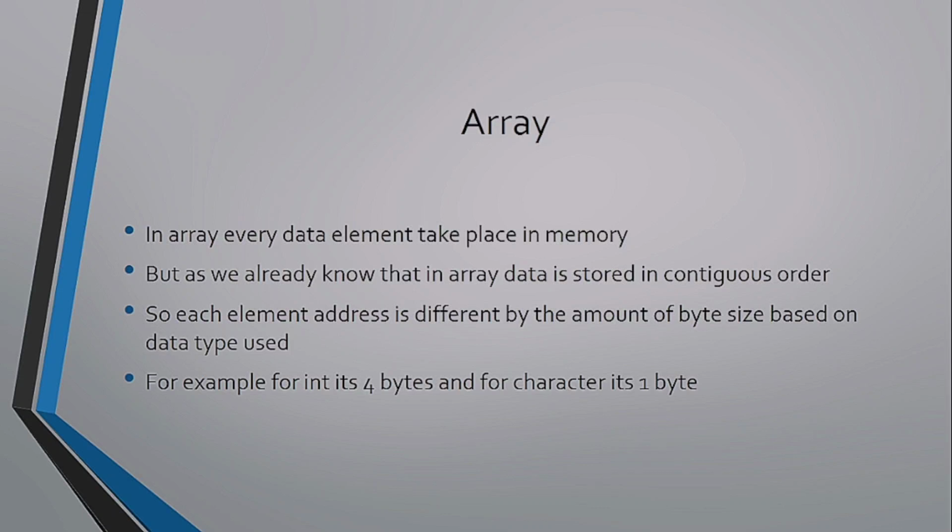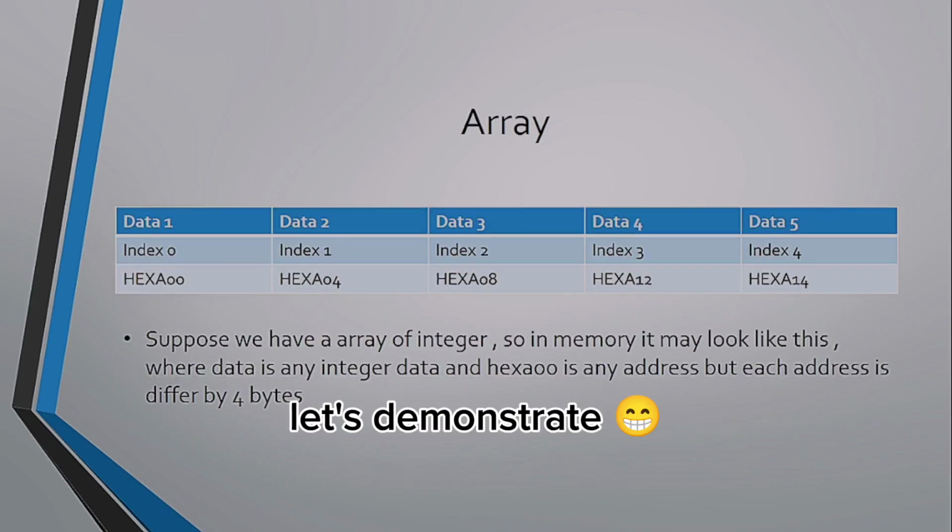When we talk about the integer data type, they usually hold 4 bytes of space, and the character data type holds about 1 byte of space. So in address they differ by these numbers of bytes as well. Let's demonstrate how it works.